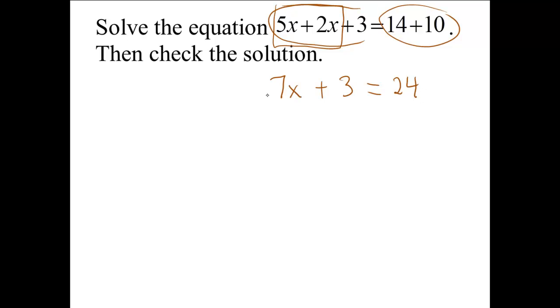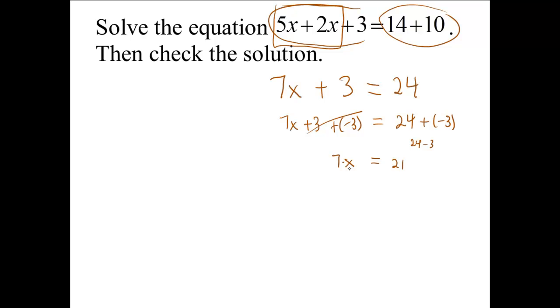Now we just have a single x term. Positive 3 is added to it, so we're going to add the opposite of positive 3. We're going to add negative 3 to both sides of this equation. Plus negative 3 plus negative 3. Positive 3 plus negative 3 is 0. It gives us 7x. 24 plus negative 3 is the same thing as 24 minus 3, which is 21.